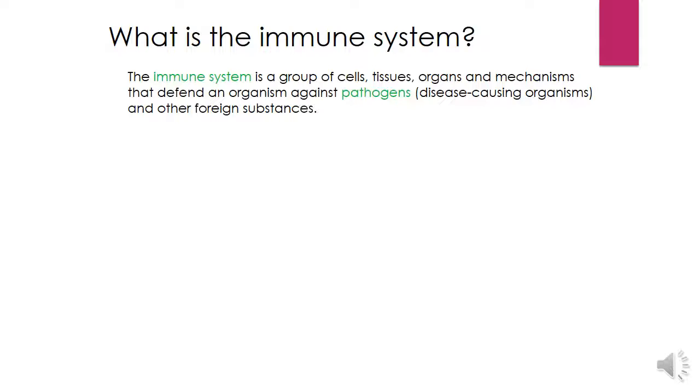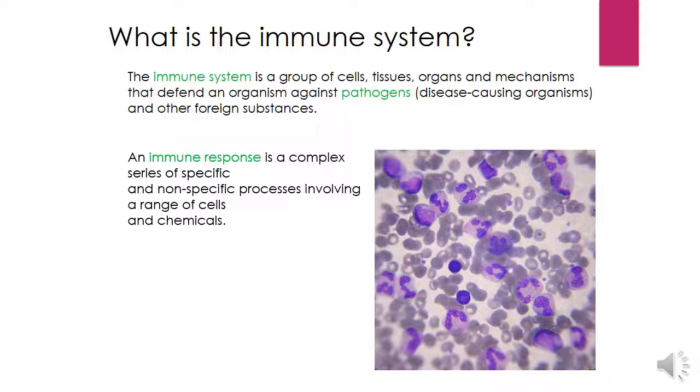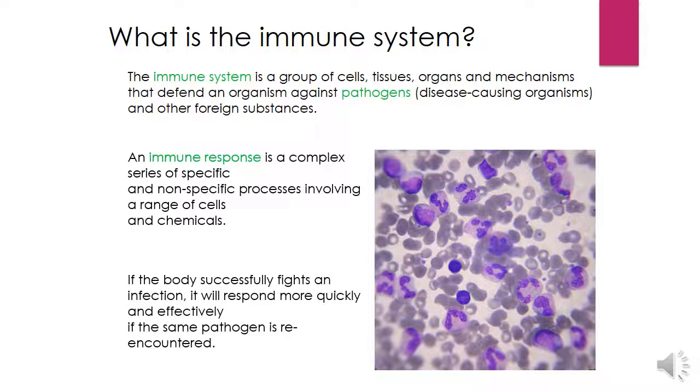So what is the immune system? The immune system is a group of cells, tissues, organs, and mechanisms that defend an organism against pathogens. Pathogens are disease-causing organisms, and it helps with other foreign substances. So an immune system is a complex series of specific and non-specific processes involving a range of cells and chemicals. Here's just a picture showing you some of the white blood cells involved in the immune system.